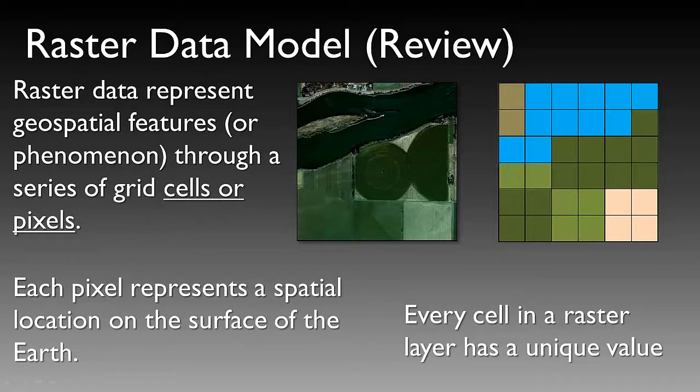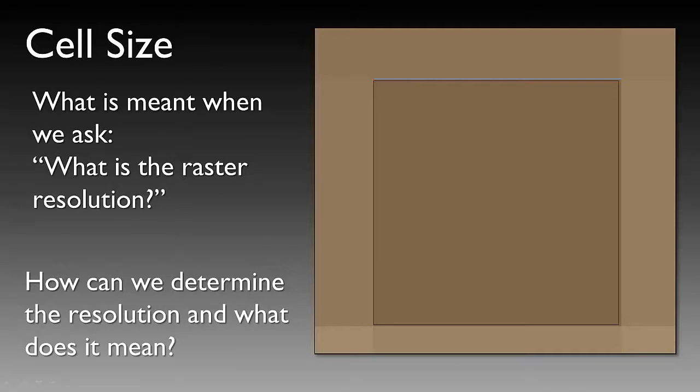Remember that raster data represent a geospatial feature or features or phenomenon through a series of grid cells or pixels. Each pixel represents a spatial location on the surface of the Earth, and every cell or pixel in the raster has a unique value. This is important when we're talking about data conversion because cell size becomes an issue.